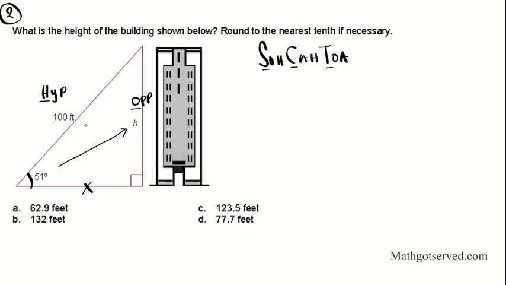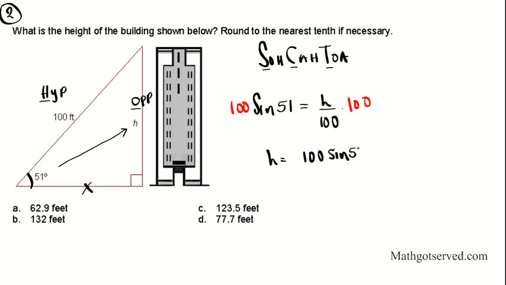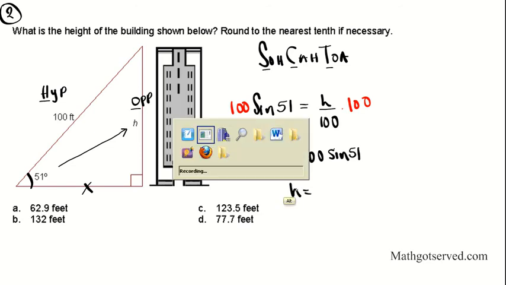O and H. Which trig ratio has O and H? Sine, cosine, or tangent? You see sine, right? Sine is O and H. So we're going to write sine 51 equals the opposite over the hypotenuse. Okay? Now to get h by itself, you multiply both sides by 100. And then you have h equals 100 sine 51. All right, so we just basically plug that into our calculator, and that tells us what the height of the building is.